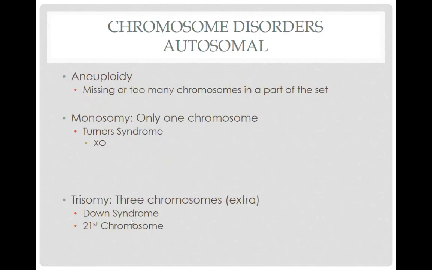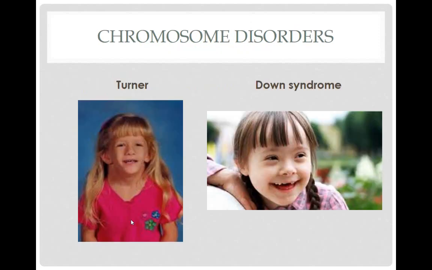And lastly, just some chromosome disorders here. Aneuploidy is the missing or too many chromosomes in a part of the set. Some examples would be monosomy, which is only one chromosome. An example of monosomy would be Turner syndrome, as you can see here. They only have that X chromosome. Trisomy, they have 3 chromosomes. They have an extra chromosome on the 21st chromosome, and that would be Down syndrome. Usually people with Turner or Down syndrome have a specific unique look to them, and you can see that in these photos right here.